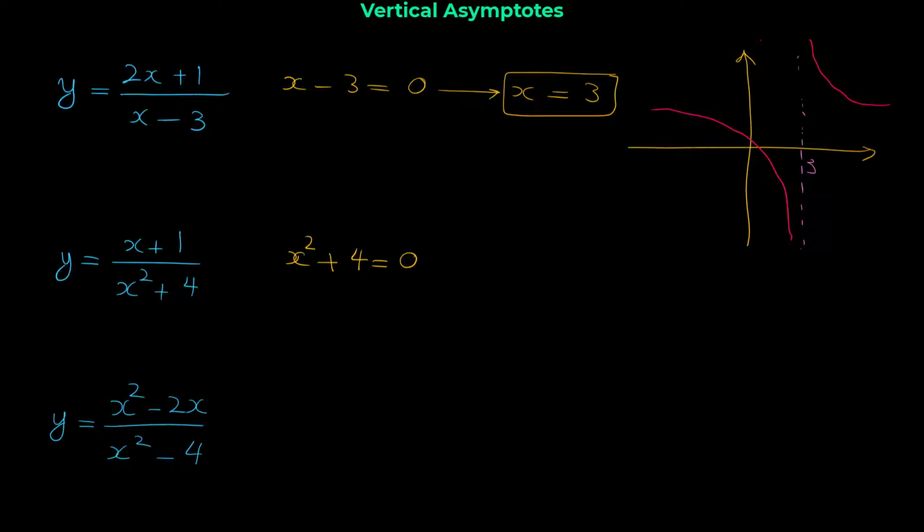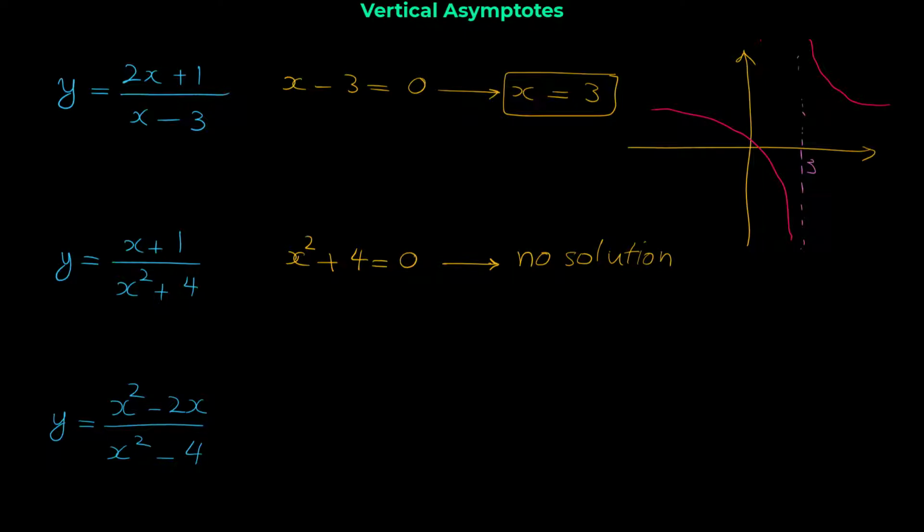But this equation has no solution. Why does this equation have no solution? Why can we not find any value for x from this equation? Because x to the power of 2 is always positive. We add 4 to that. x to the 2 is positive. 4 is positive. The sum of two positive expressions can never be equal to 0.